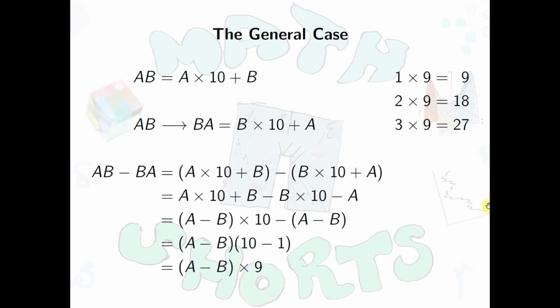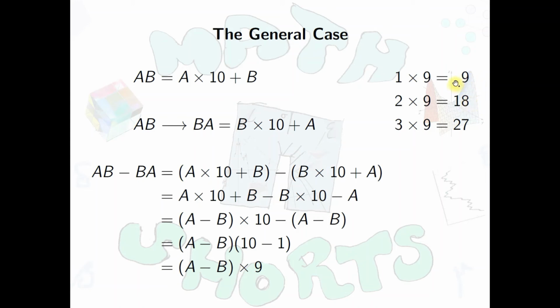Now, if we look back to our second last step, that 9 actually came from this 10 minus 1. So another way to think of 9 is 10 minus 1. So when I go from 1 times 9 to 2 times 9, I'm actually adding 9 to it, which is the same as adding 10 and subtracting 1. What does that do to our number? Well, it makes our tens digit go up by 1, and it makes our units digit go down by 1.